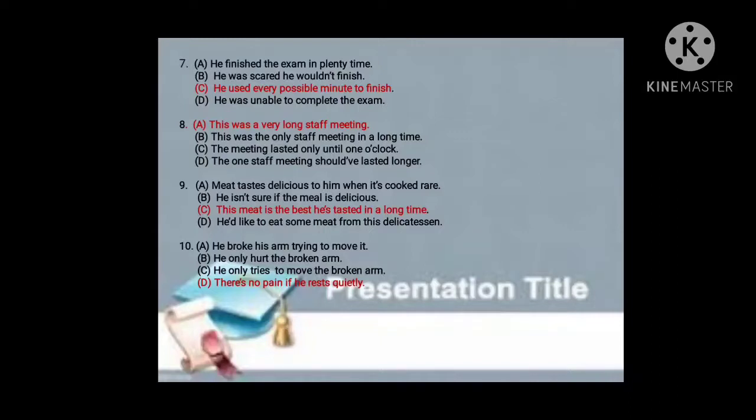Number 10. Does your broken arm hurt very much? Only if I try to move. What does the man mean?